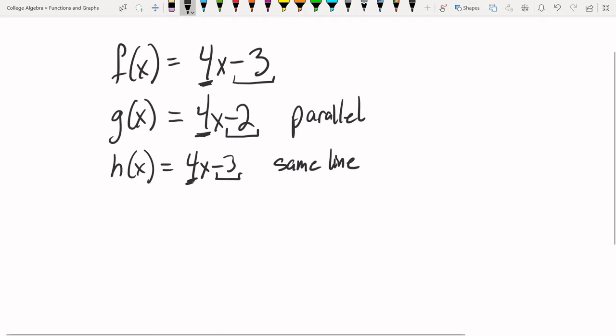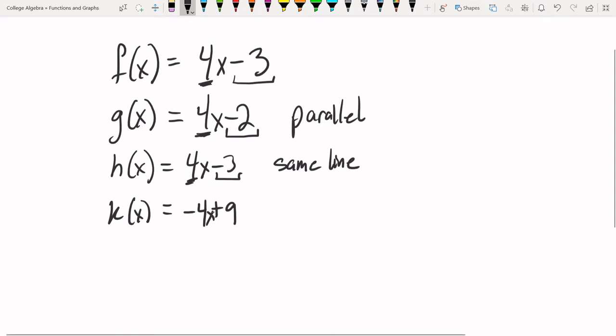Okay, let's say we have k of x. This equals negative 4x plus 9. This is just not parallel. It's got a different slope, a different y-intercept. It's just a different line. So it really has no special relationship.